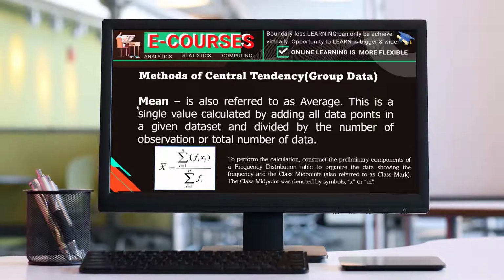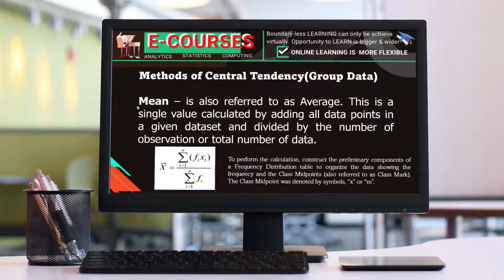Okay, so to do that, you need to go to the description of this video so that you can be able to redirect on how to construct a frequency distribution table. Alright, so after which, this is the formula for getting the average or the mean for grouped data. Alright, X bar is equal to the product of the frequency and the midpoint over the total number of frequency.